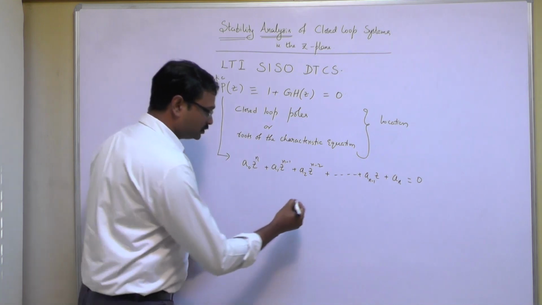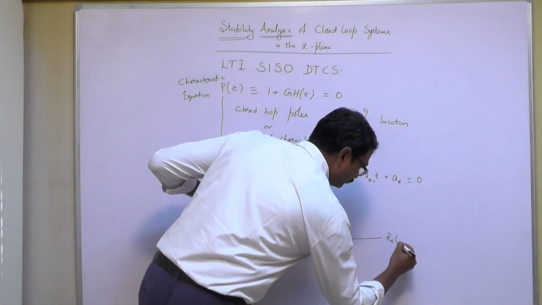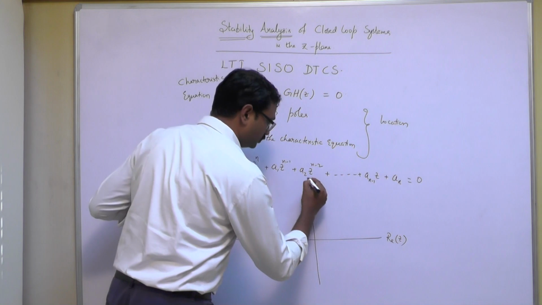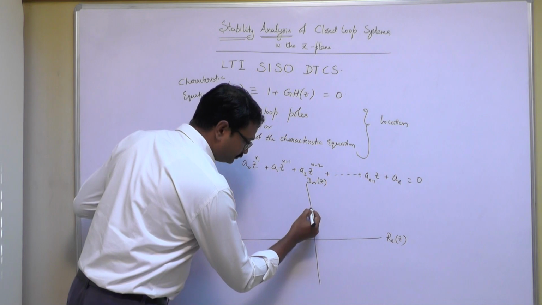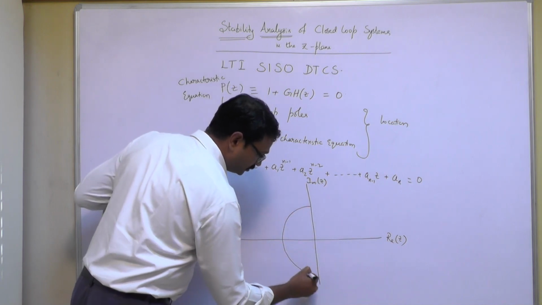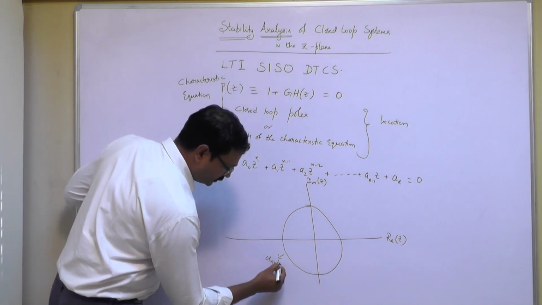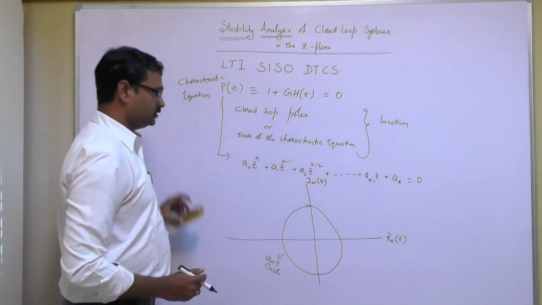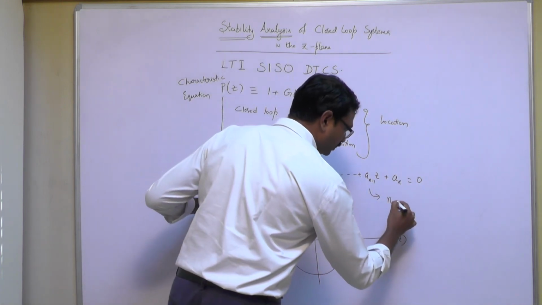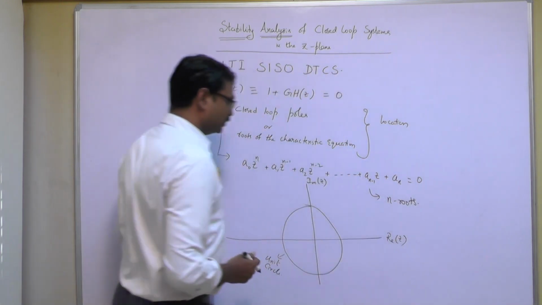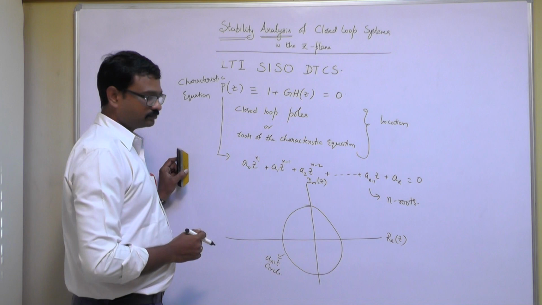And if you can locate all these roots, which are also called the closed loop poles of the characteristic equation, the important point here in the Z plane is the unit circle. This is our unit circle. How many roots will we have? You will have n roots. If all the n roots are lying inside the unit circle, then the system is stable.